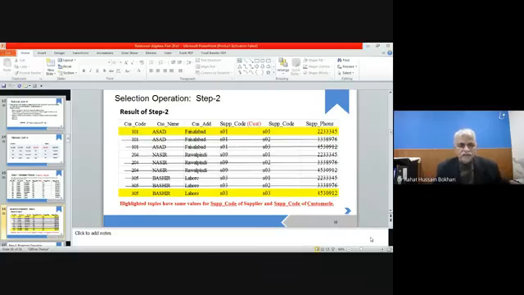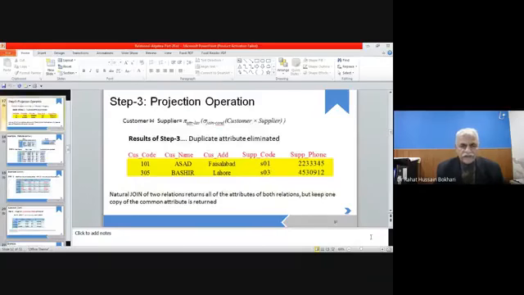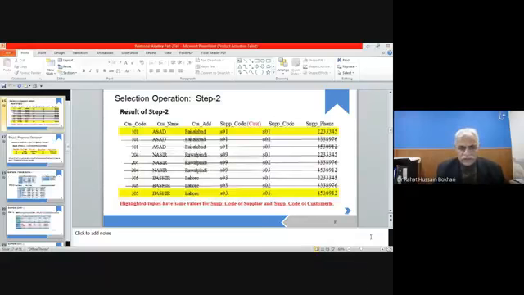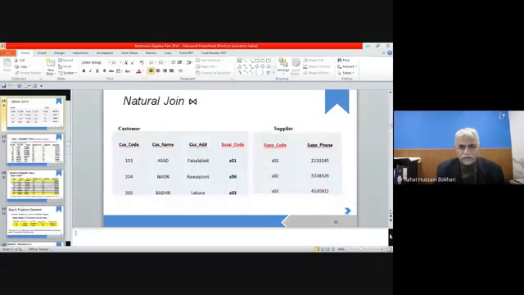Now we have to go for the third step. In the third step, we say that the common attribute within the two tables should appear once. So we have to keep one copy of the attribute that is common. The common attribute within the two tables was the supplier code. See, this is the supplier code within the customer table and the supplier code within the supplier table. The supplier code is the common attribute. So the third step is we have to retain one copy of this one.